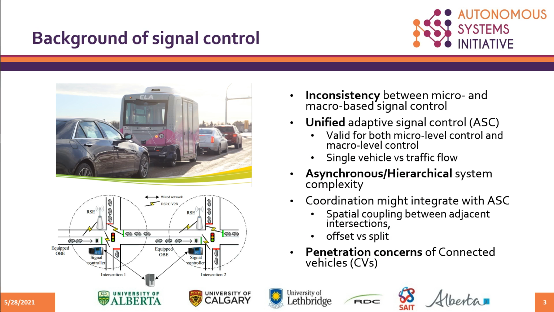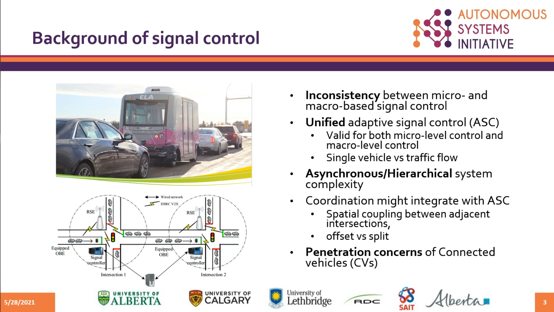First is the background. As shown on the left side, we have more and more connected vehicles and intelligent vehicles on the road side. Together with the connected infrastructure, they form our connected intersections with connectivity and intelligence. However, there are some potential concerns in this connected intersection control.